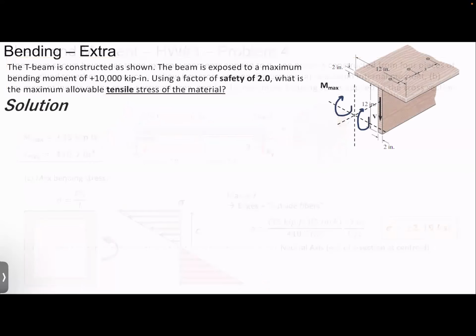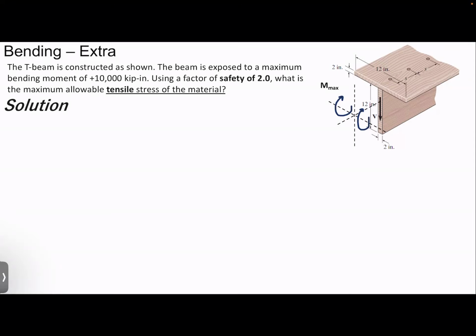So yeah, whatever. Okay. All right, speaking of which, let's do a problem like that. So this is another one of those extra ones where we have a non-symmetrical problem. All right, so we have a T shape. The cross-sectional dimensions are there. I know it looks a little crazy with that moment max, but I'll show what that means here in a second. We're told that it's exposed to a max bending moment of positive 10,000 kip-inch.